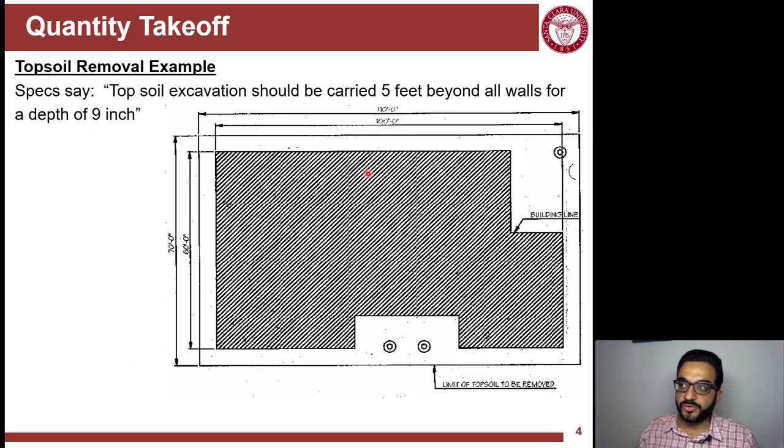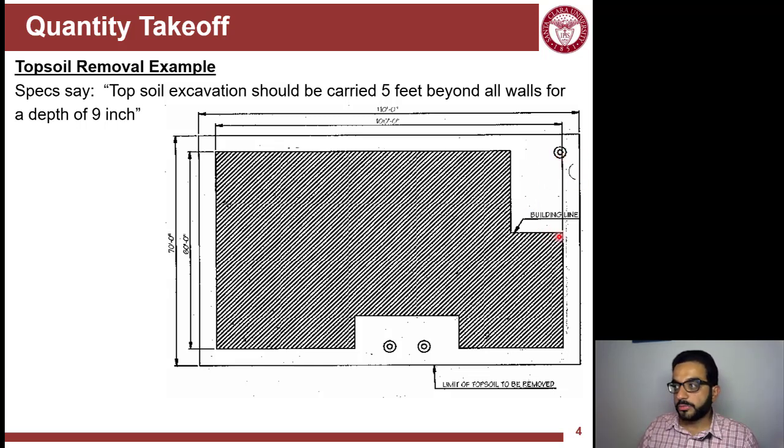So in buildings, typically before you start digging the excavation, you should remove the topsoil, the organic matter of the soil that you cannot structurally use in the foundation as a replacement soil. And the specs would say topsoil excavation should be carried 5 feet beyond all walls, to a depth of 9 inches. So if this is the footprint of the building, and maybe here it shows some column foundation that carries an elevated canopy of the roof.